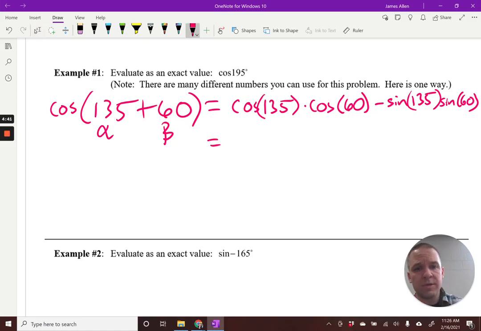Fun stuff. So cosine of 135, that's a 45 reference, so it's root 2 over 2, but it's in the second quadrant, so it's negative. Be very careful with these.